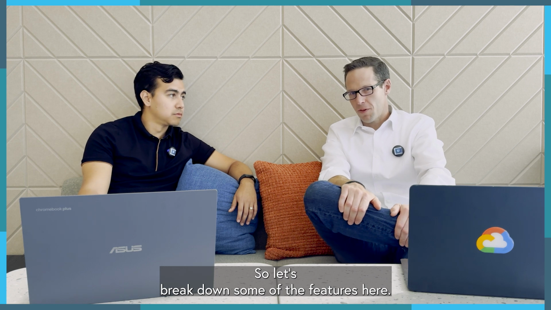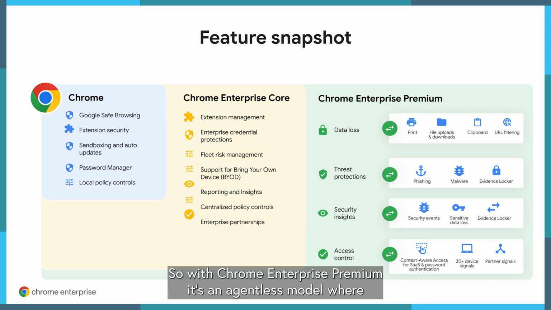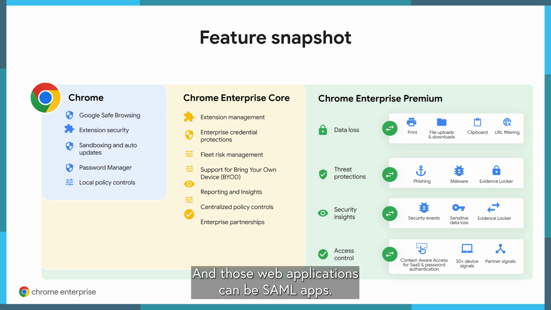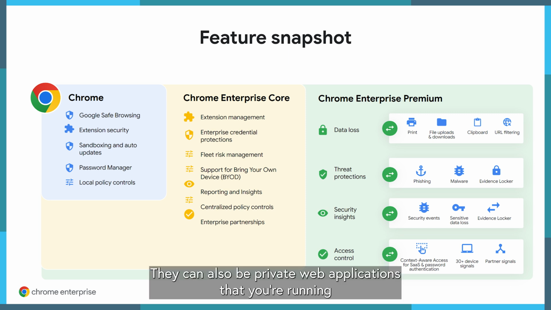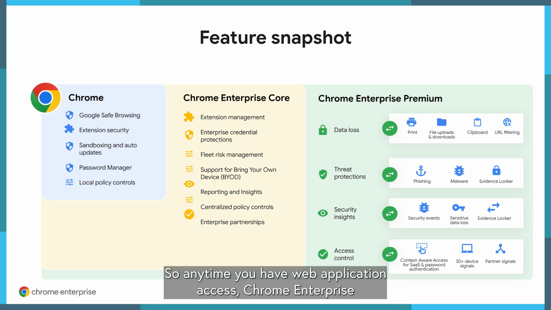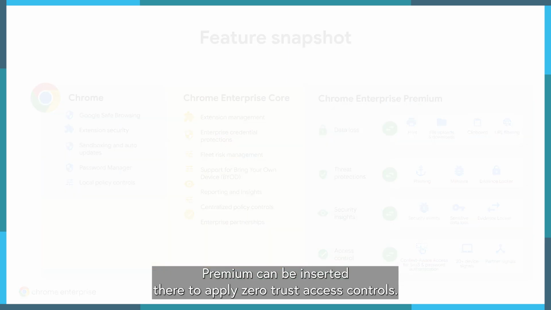Okay, so let's break down some of the features here. So the first set of features are going to be enterprise controls. Yes. So with Chrome Enterprise Premium, it's an agentless model where using Chrome browser, we can apply zero trust access controls to web applications. And those web applications can be SAML apps. They can also be private web applications that you're running at GCP or AWS or Azure. So anytime you have web application access, Chrome Enterprise Premium can be inserted there to apply zero trust access controls.